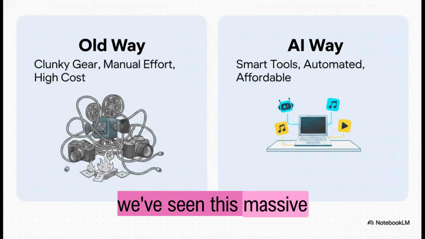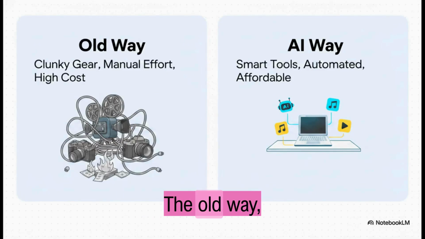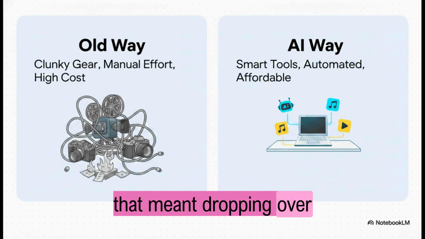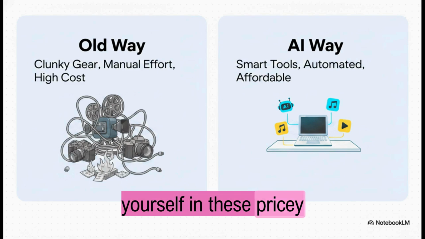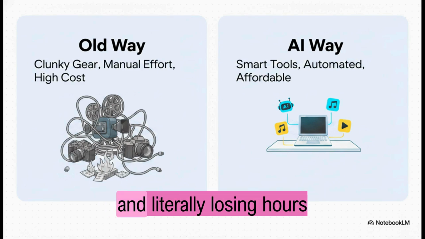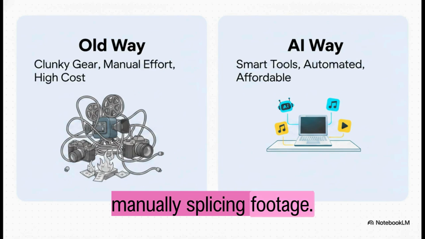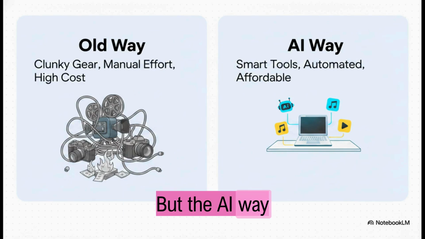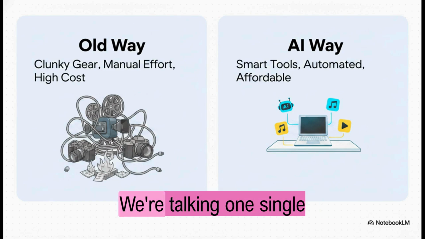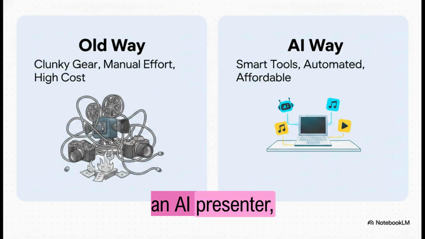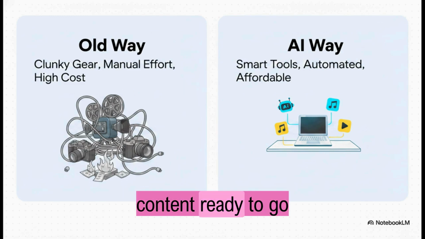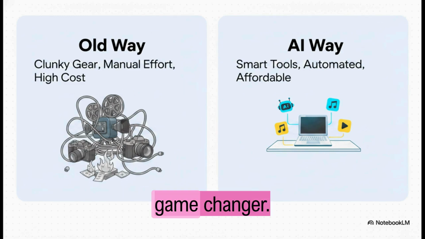So we've seen this massive shift in 2024. The old way, yeah, that meant dropping over 500 quid just on basic lighting and camera gear, trapping yourself in these pricey monthly editing subscriptions, and literally losing hours manually splicing footage. It was brutal. But the AI way completely rewrites the rulebook. We're talking one single laptop, free or low-cost tools, an AI presenter, custom AI music, and get this, your very first publishable content ready to go on day one. It's a total game changer.